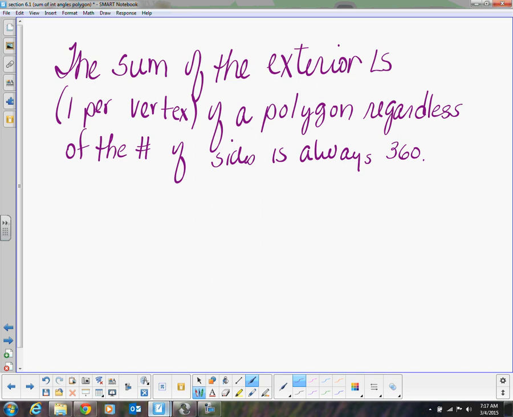Some of you all knew that. Whether you had an octagon, a pentagon, a hexagon, a quadrilateral, a triangle, the sum of the exterior angles, one per vertex, is always 360. Which I think is quite amazing when you think that the sum of the inside grows without bound as the number of sides grow. The exterior always stay the same.